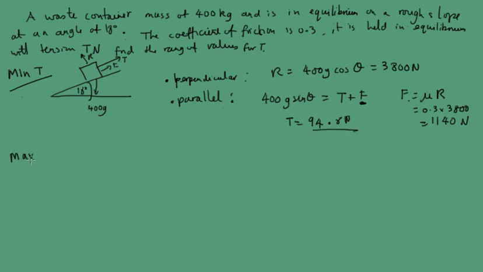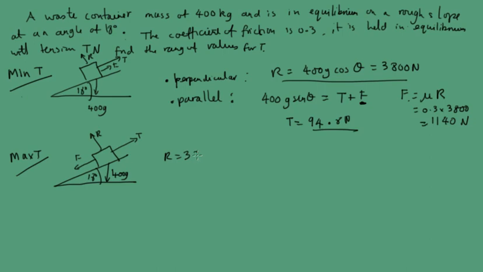What's the maximum value of T? So this is the case when we've got our skip, we've got our 400g, we've got our normal contact force. This time, this is when friction will be coming down the slope, and the tension in the rope is such that it's trying to pull that skip up the slope, and it's just not quite got enough because of the frictional force acting down the slope.